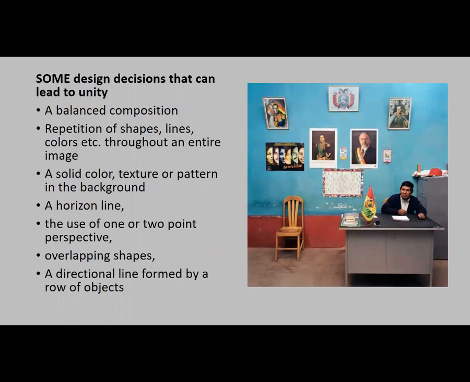Some design decisions that can lead to unity. So the first is a balanced composition. Now, if you're writing about this, I don't want you to say the composition is balanced. I want you to tell me what kind of balance. Is it symmetrical? Is it asymmetrical? Is it radial? And if it's symmetrical, is it absolute symmetry or is it bilateral symmetry?